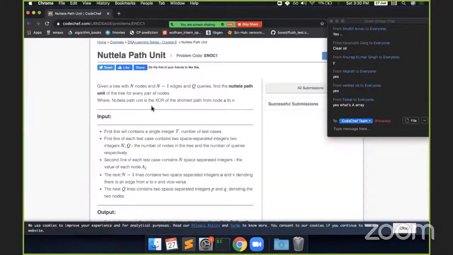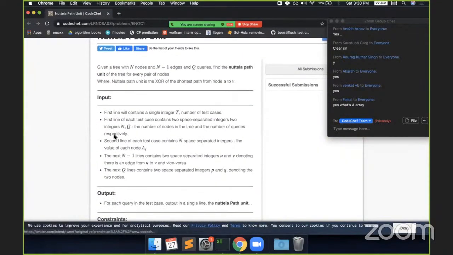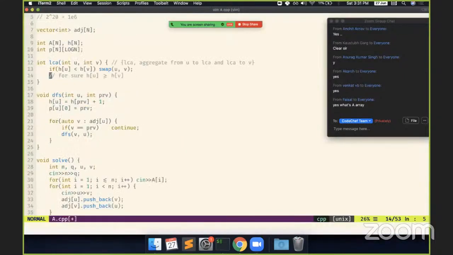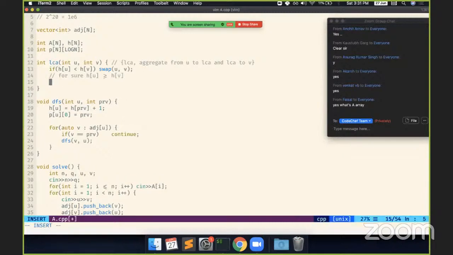What's array A? Okay, array A is, in this question, the Nutella path question, that each node is basically given some value. Eventually it will be useful. Right now it's not that useful. Eventually it will be useful when we are trying to solve that question. Right now we're just trying to find the LCA.